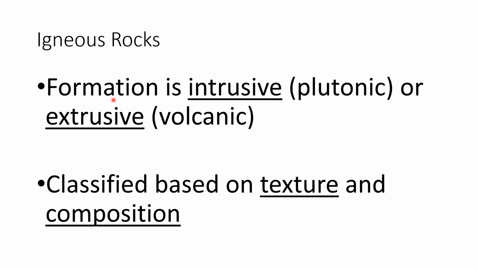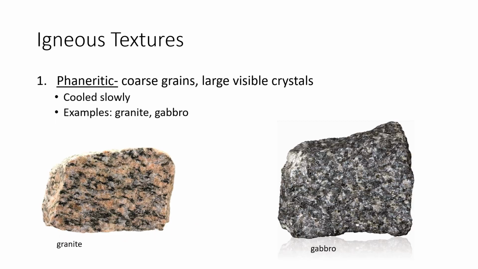Remember that igneous rocks form either intrusively, this means plutonic or underground, or extrusively, which can be volcanic through eruptions. We classify igneous rocks based on their texture or crystal size and their composition, or what kind of minerals they're made out of. So let's begin by discussing igneous rock texture.